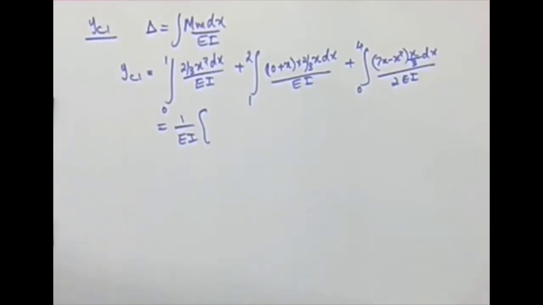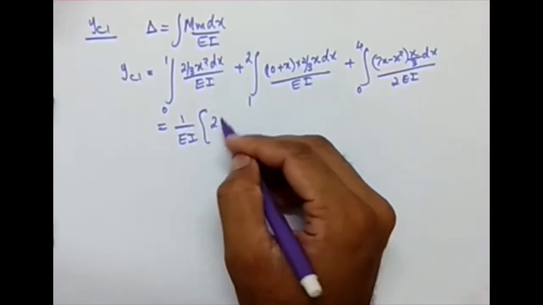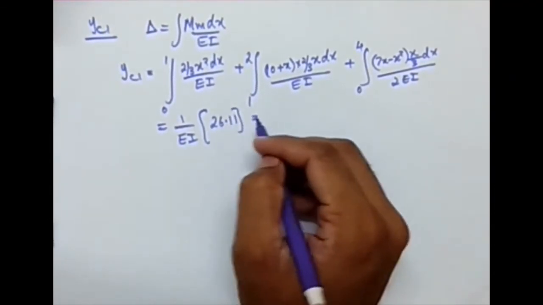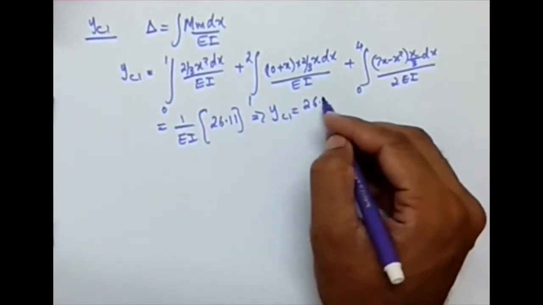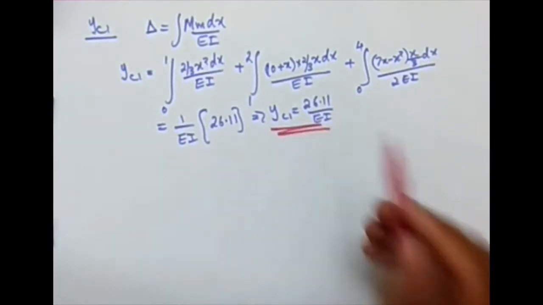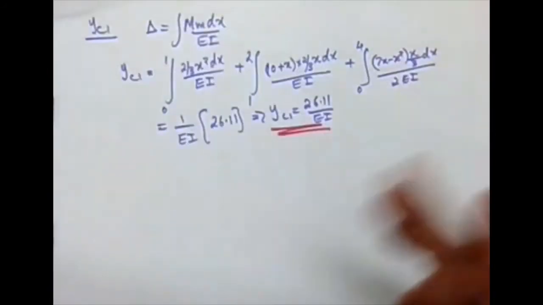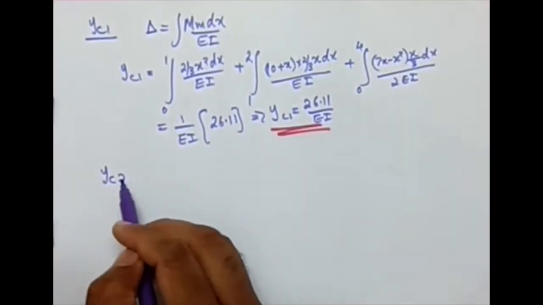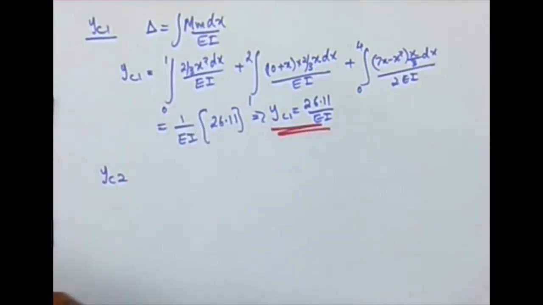On substitution in the calculator, I get the value as 26.11. That is YC1 equal to 26.11 by EI. I have the value of YC1, and the YC2 we need to calculate. So I'm going back and again using the unit load method. YC2 calculation. The expression remains the same, integral mm dx by EI.